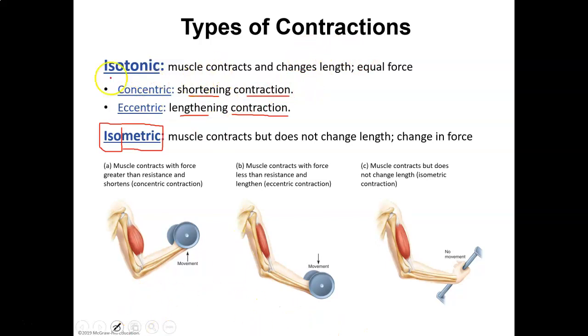So these three types of contractions are the most common that you're going to see in skeletal muscles. If it's isotonic, that means the length of the muscle is changing, right? Changes length. So you can have two types there, concentric or eccentric. The other kind of muscle contraction is isometric. No change in the length of the muscle fiber.